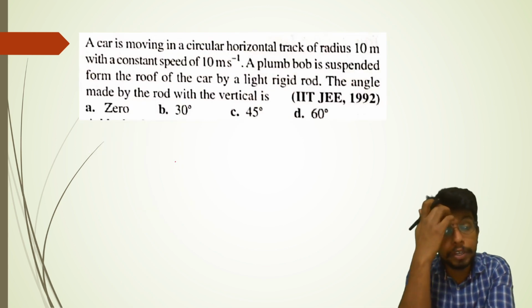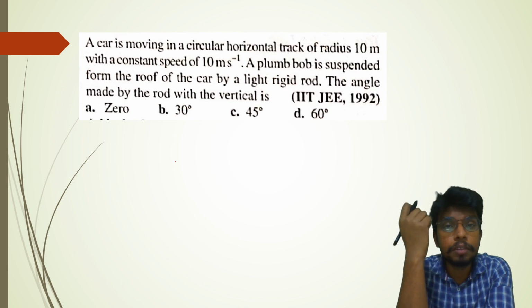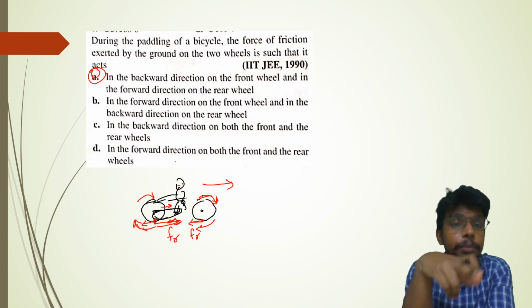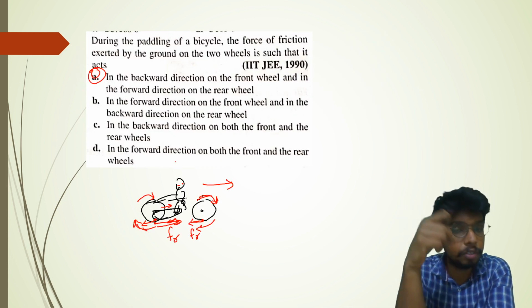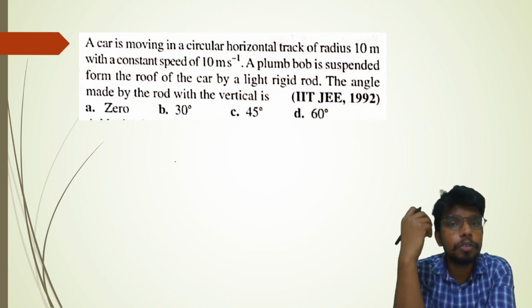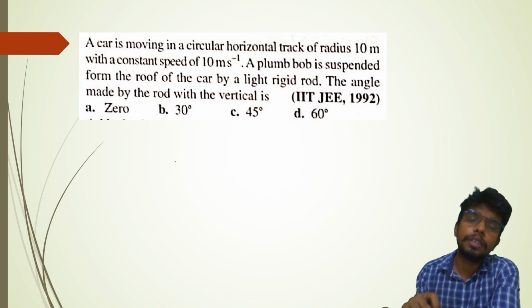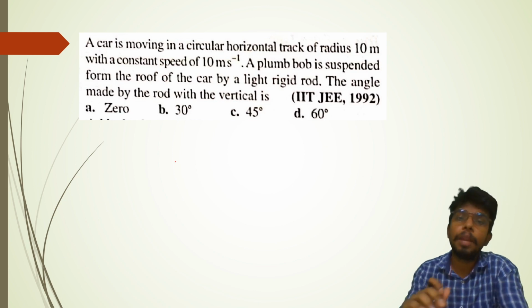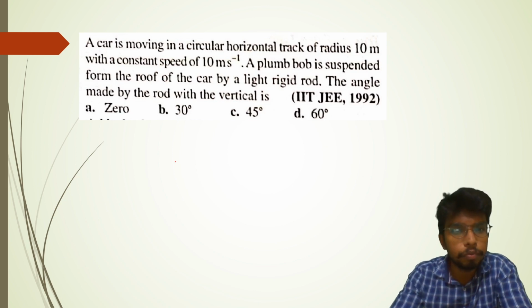Anyway, moving to the next situation. A car is moving in a circular... Yeah, this question has been repeated multiple times in IIT, so you need to understand this particular thing. A car is moving in a circular horizontal track of radius 10 meter with a constant speed of 10 meter per second. A plumb bob is suspended from the roof of the car by a light rigid rod. The angle made by the rod with the vertical is?